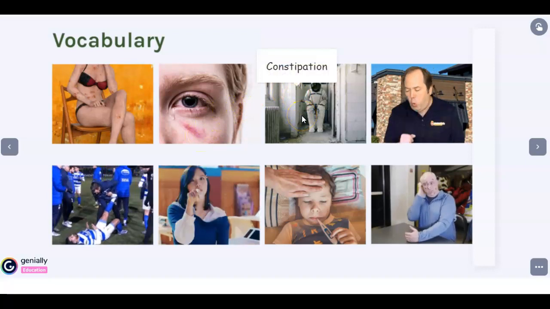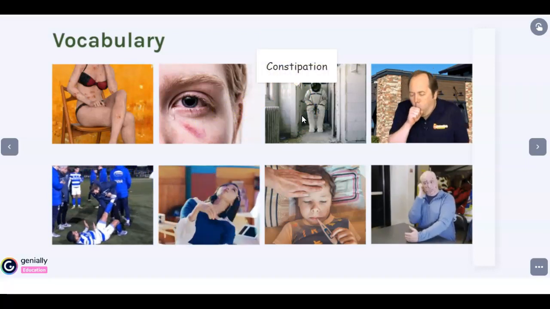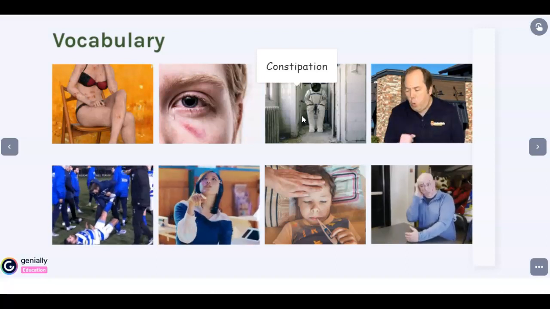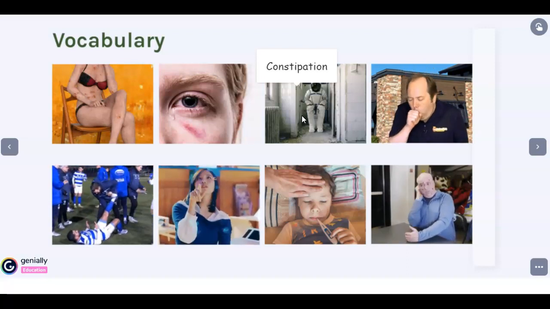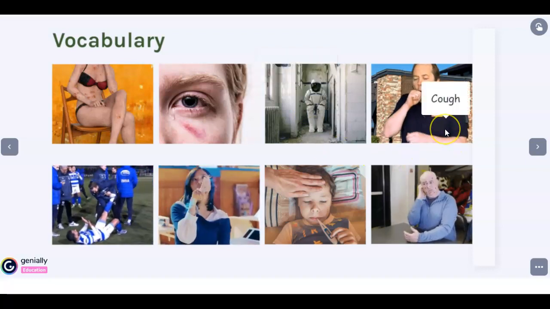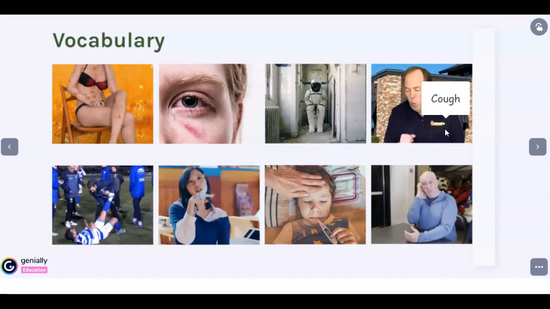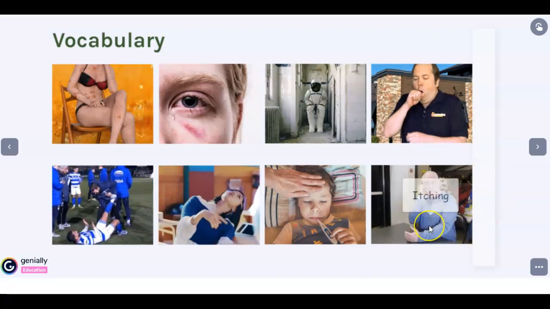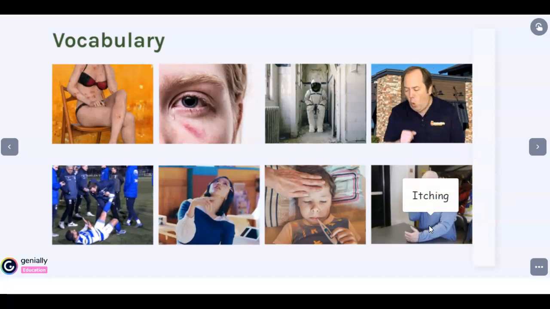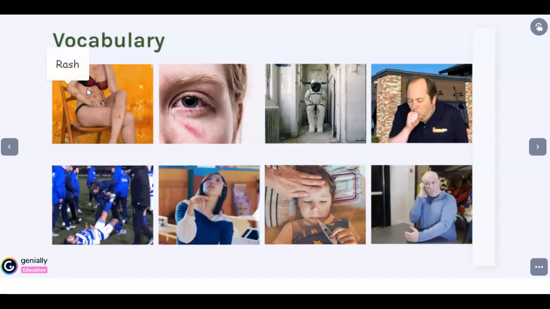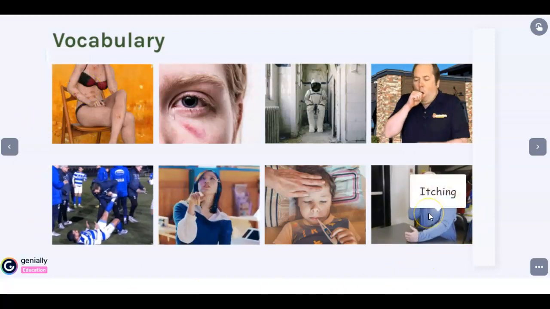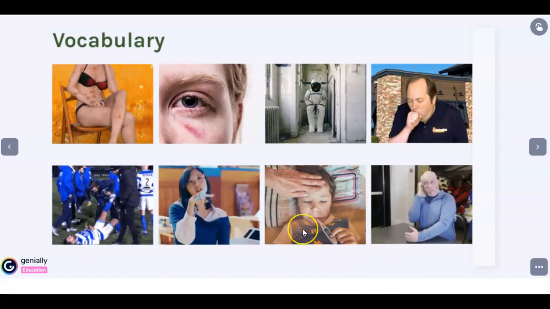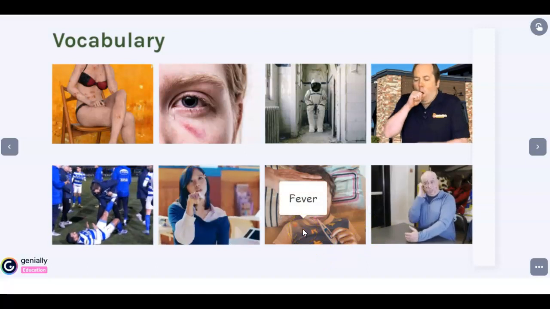Now check this poor astronaut. He has constipation. It means that he cannot go to the bathroom. He cannot evacuate. So he's constipated. Now this guy, check. He's coughing because he has a cough. Okay? Another symptom, this guy is itching. Normally when we have a rash, we will finish having itching. Not always, but sometimes.